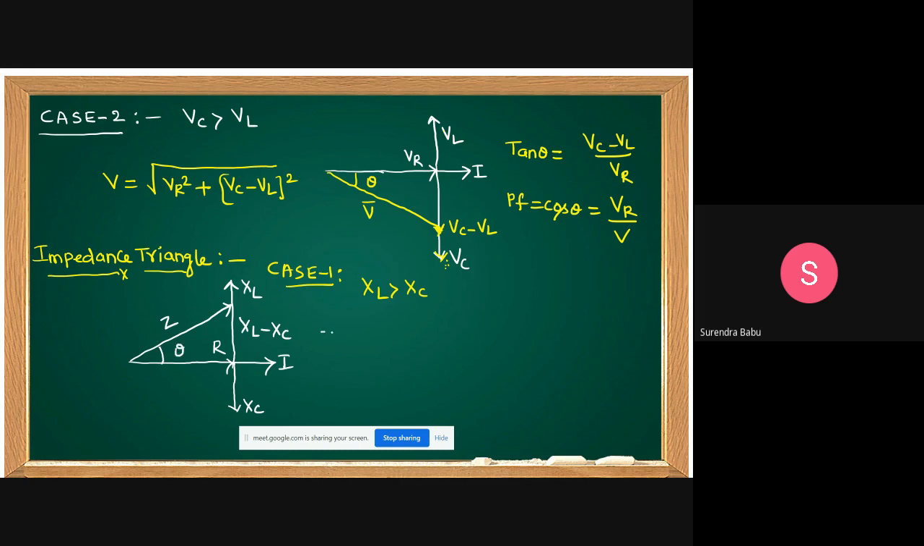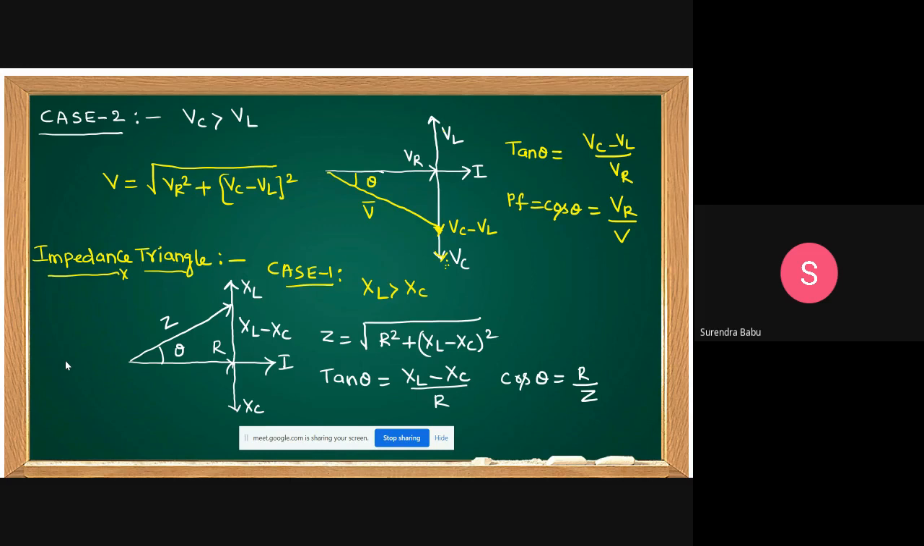Now tell me what is Z here? Z equal to square root of, important, R square plus XL minus XC whole square. Clear? Then what is the tan theta? This is also an important formula. XL minus XC by R. Because XL is greater than XC, you define XL minus XC. If XC is greater than XL, you define XC minus XL by R. Then what is the cos theta? Cos theta equal to R by Z. Clear, friends? Okay, this is the impedance triangle for case 1.